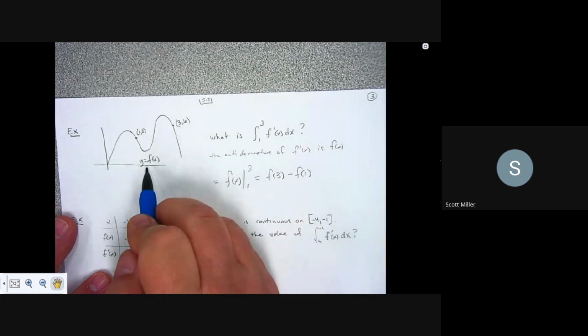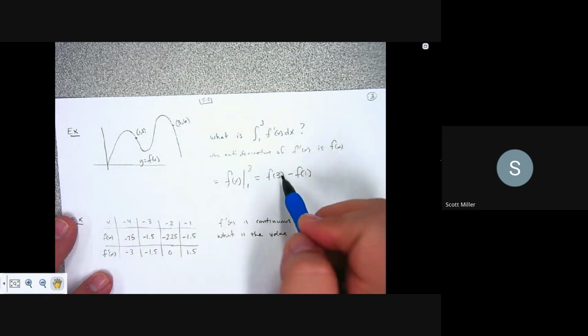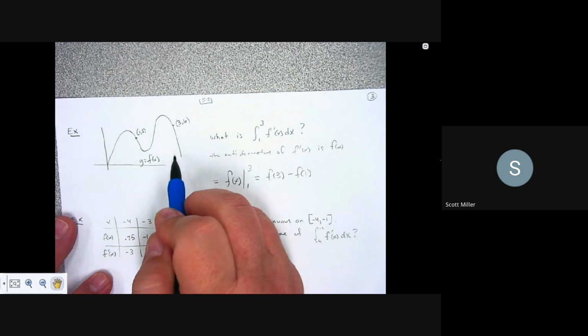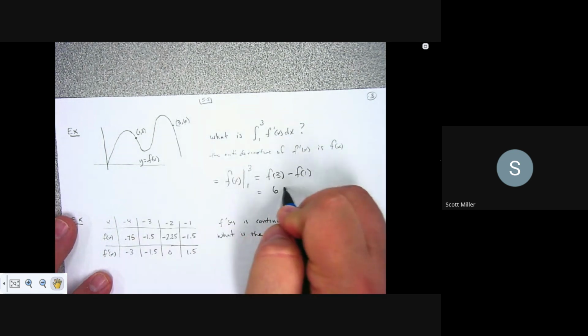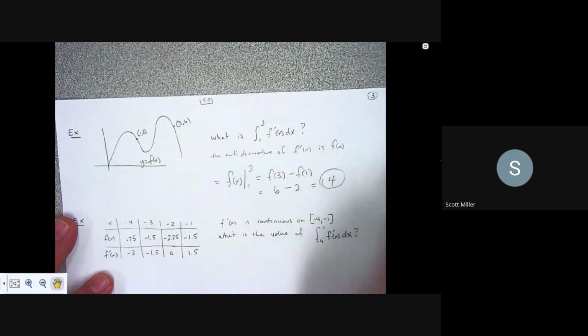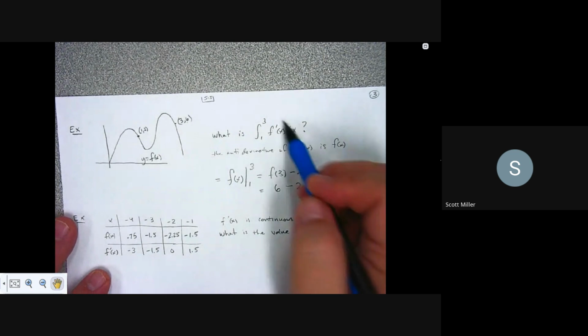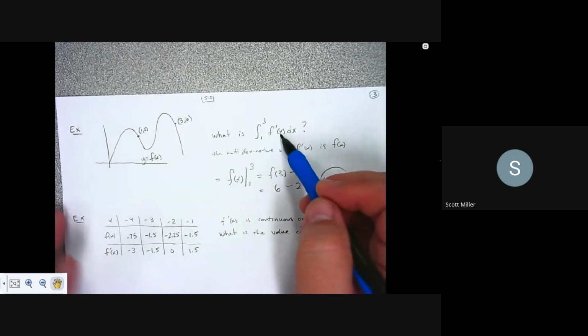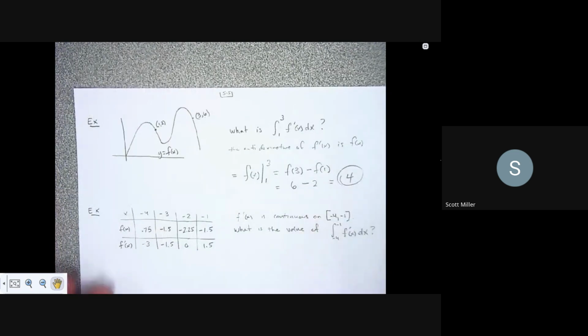And what do I have a picture of? A picture of f. Do I have f at 3? Do I have the value of the function at 3? I sure do. 6 and 2 and 4. So remember, this is the antiderivative of whatever that is. Since that's a derivative, its antiderivative would be f.